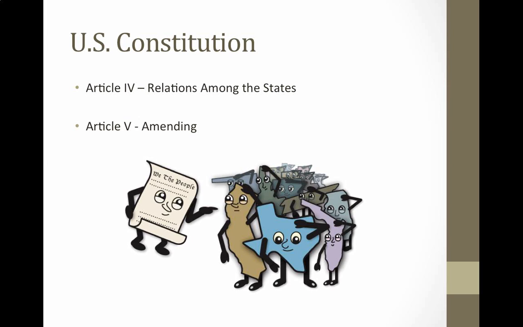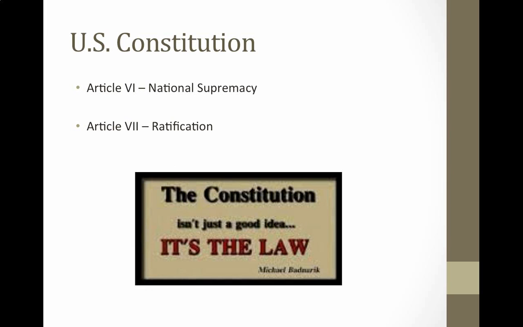We've already talked about the amending process and the 4 ways to amend. That's all spelled out in Article 5 of the Constitution. Article 6 has the National Supremacy Clause. If you have a federal government and then you give all 50 states a government too, there are going to be times where the federal government and the state governments conflict.